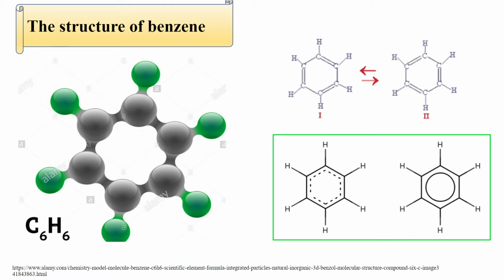The structure of benzene. Benzene is an organic chemical compound with a molecular formula C6H6. The structural representation for benzene is a 6-carbon ring, represented by a hexagon, which includes 3 double bonds and a hydrogen atom attached to each carbon. The 3 double bonds are delocalized among the 6 carbons, as it will be shown later in the presentation.